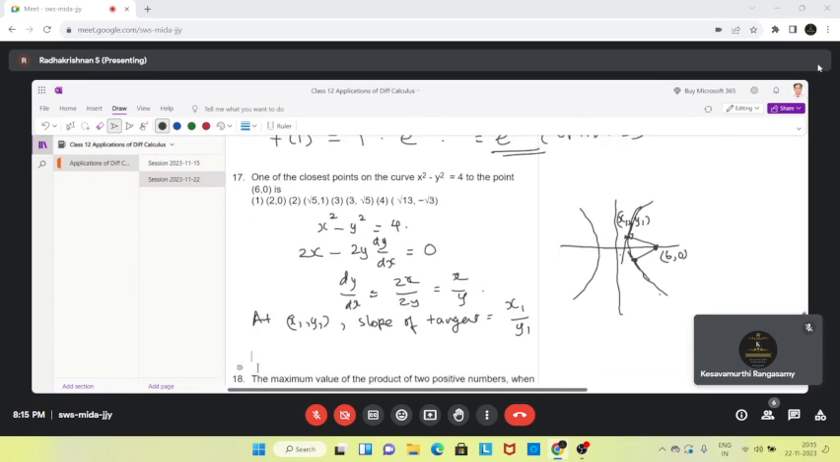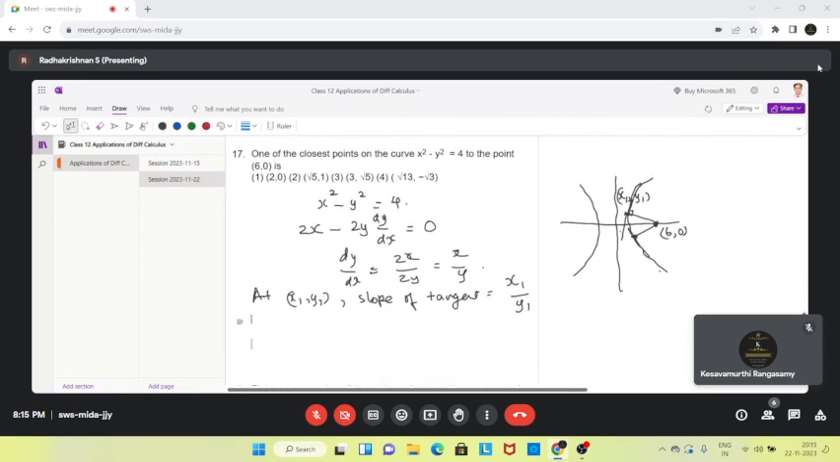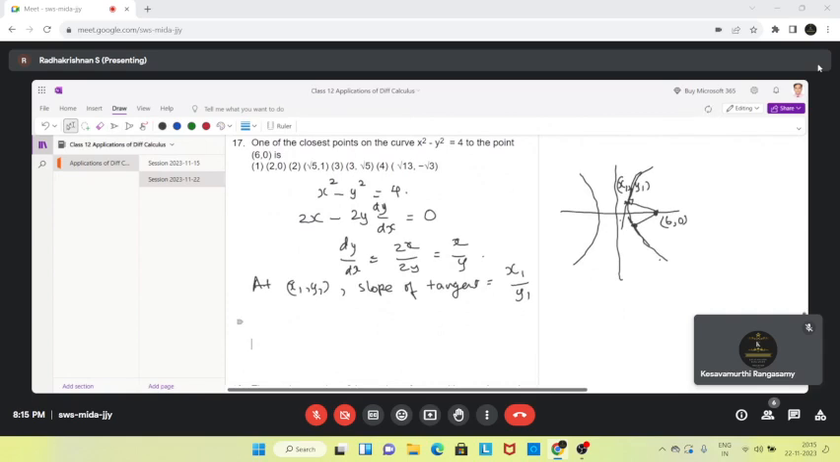Okay, so now we have the slope of the tangent, and it is passing through the point x1 comma y1. So to determine the equation of this tangent line, we have two parameters. It is passing through x1 comma y1, and its slope is x1 by y1. So now we can determine the equation of the line. The equation of the tangent is given by (y minus y1) by (x minus x1) is equal to x1 by y1.